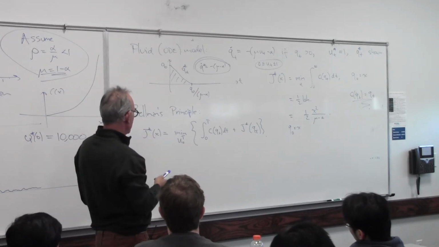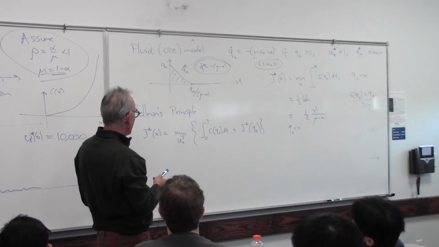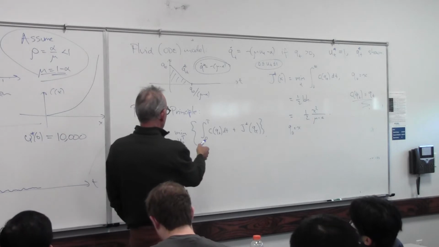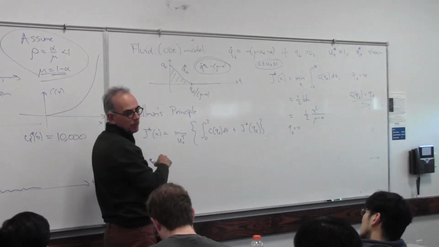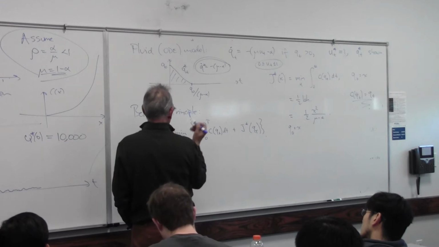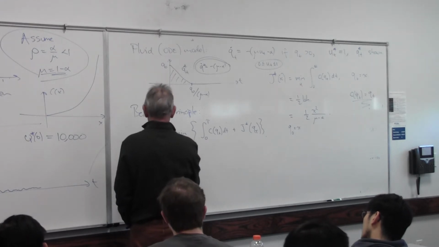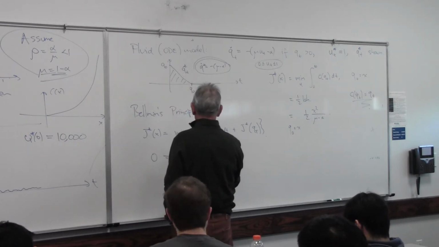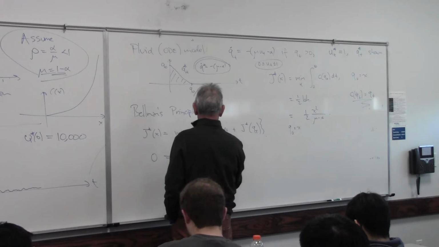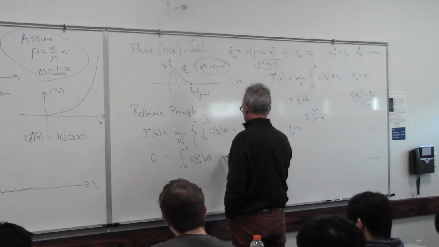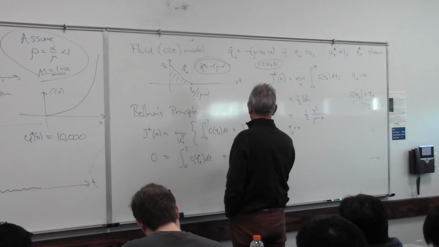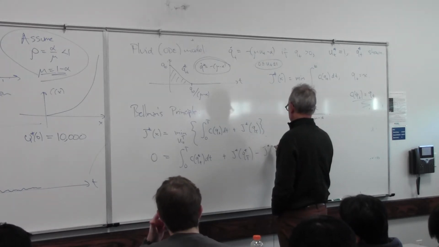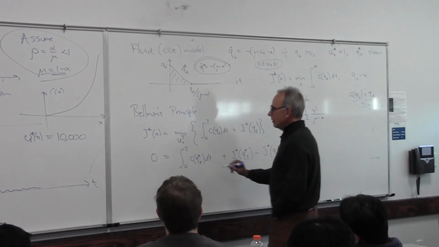But you can fool around with this, and I'm going to do it. You can sort of plug in the optimizer and shuffle things around. I'm deriving some stuff for you. 0 equals the integral from 0 to t of c of q star plus J star of q star, and let's divide by t.